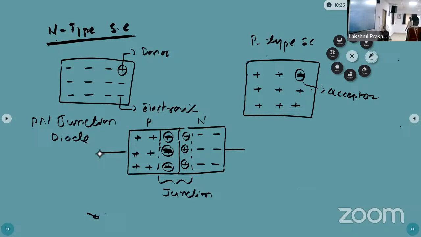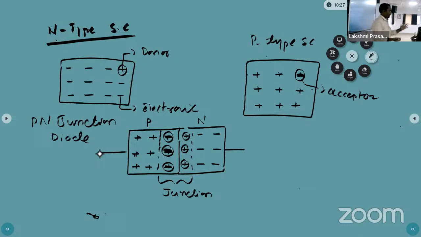The positive ion and the negative ion. So that's why that device is named the PN junction diode. This is the basic electronic device for all other high-end electronic components. Okay, so this is the basic PN junction diode. So how are we making this concept?